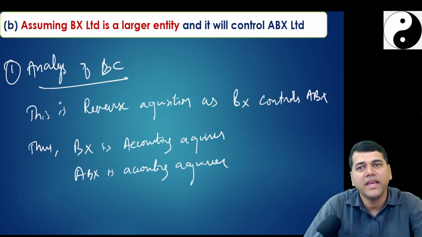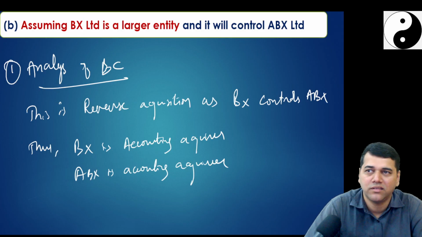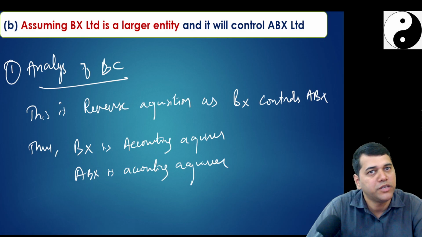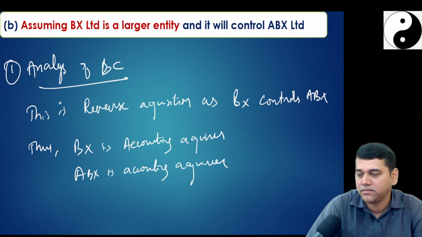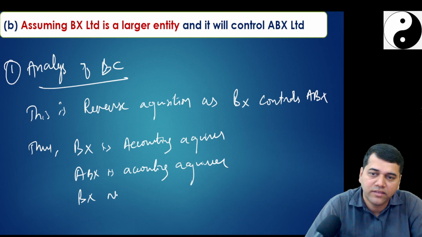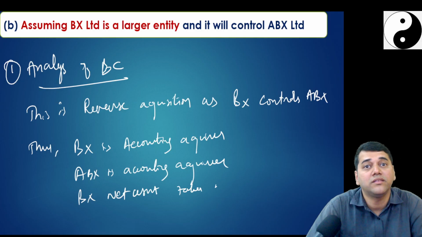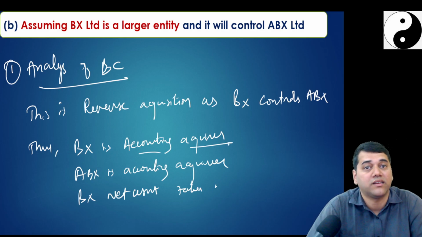ABX here means AX. Because ABX there is no one, no. ABX is only a name, right? A dummy balance sheet. In that balance sheet, nothing is there. So here by ABX you mean AX. So BX net assets taken. Who? BX is the legal acquiree, accounting acquirer.